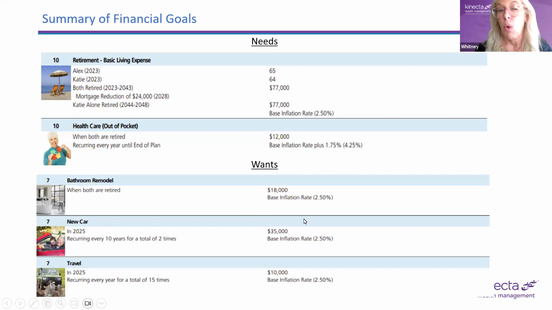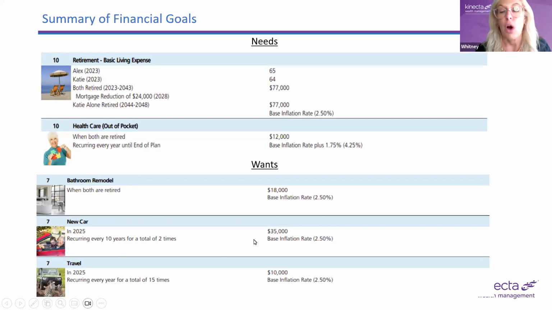And then we jump into wants. And I find this very often, once you're ready to retire, there's a real excitement over let's do some home improvements and make the house really nice because we're now going to be here more often. And so for Katie and Alex, they want to do a bathroom remodel. So they've set aside 18,000 for that.